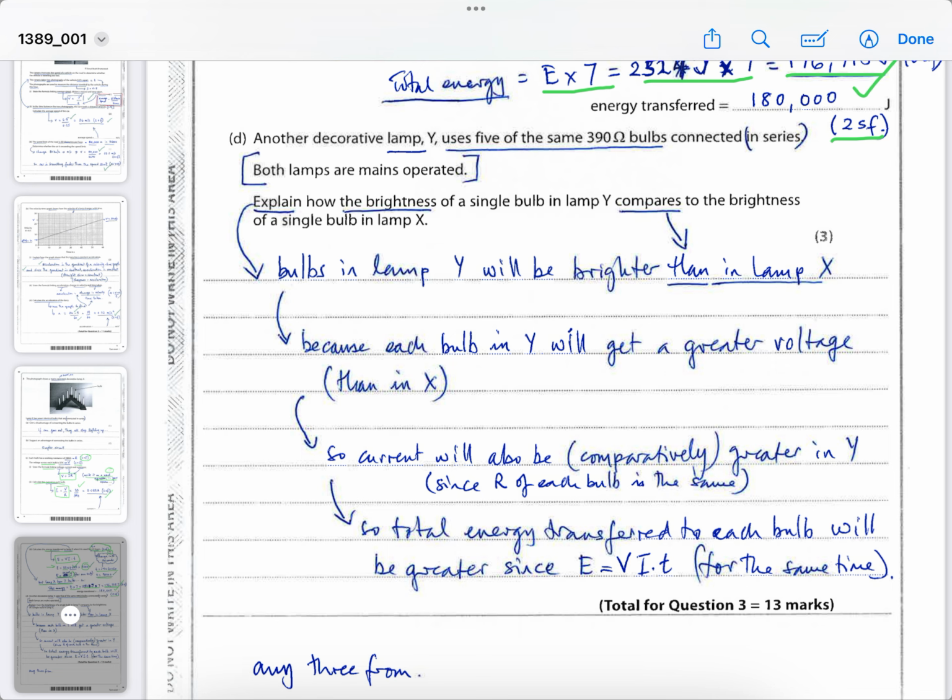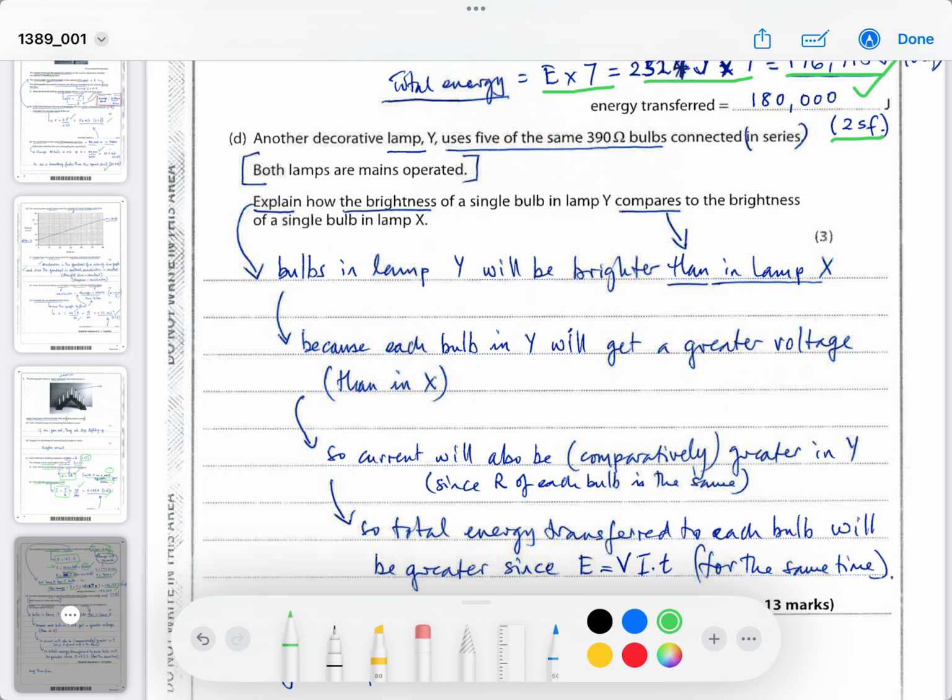Well, in lamp X, each bulb got 33 volts because there were 7 of them. Now, bulbs in lamp Y will be brighter than in lamp X. So compare means say both sides of the comparison. Comparison means you're comparing two things, so make sure the examiner knows that you're talking about the comparison. Because each bulb in lamp Y will get a greater voltage than in X. Makes sense? So because obviously there's only 5 of them to share the 240 volts compared to 33 volts in the 7 bulb lamp.